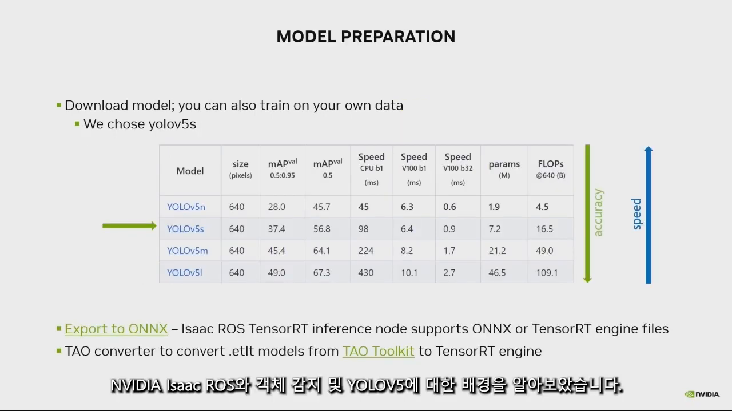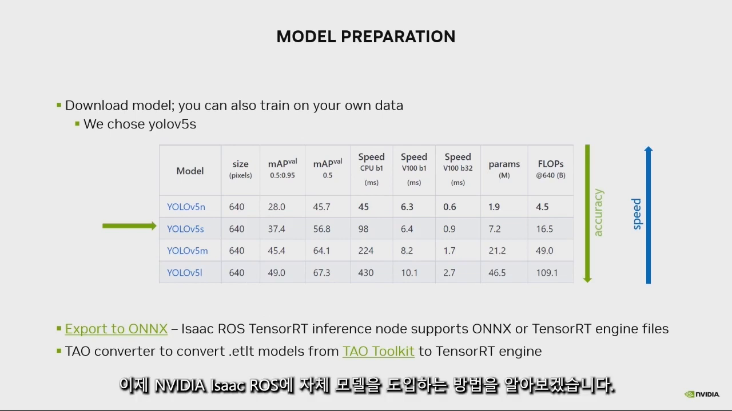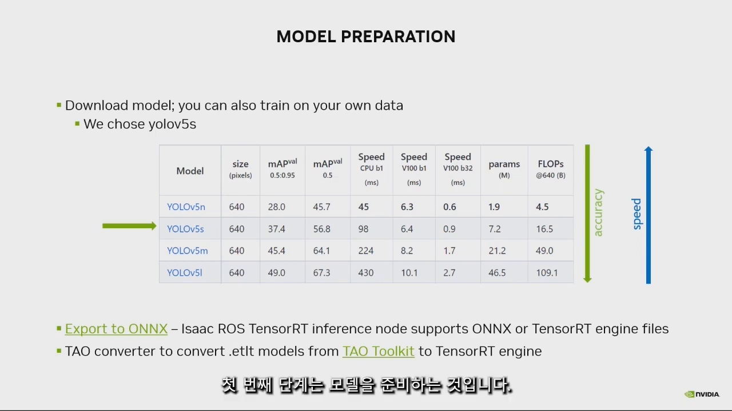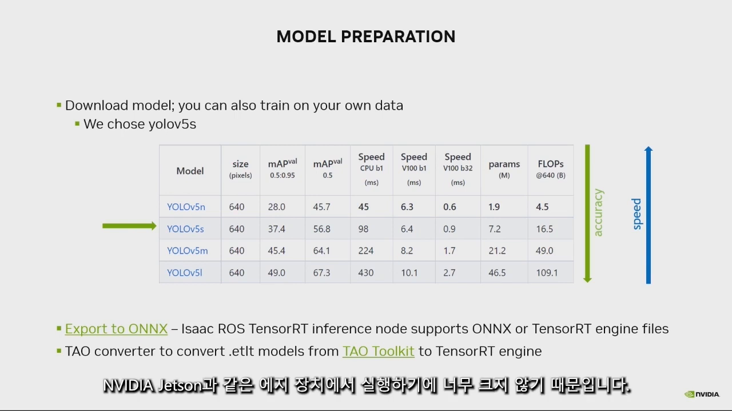Okay, so now that we have some background about NVIDIA Isaac ROS, object detection, and YOLO v5, it's time to understand how to actually bring your own models to NVIDIA Isaac ROS. The first step is preparing your model. We chose the small model or YOLO v5s because it gives a good balance of accuracy and speed, and it's not too large to run on edge devices like NVIDIA Jetson.